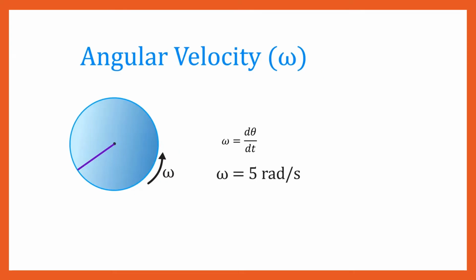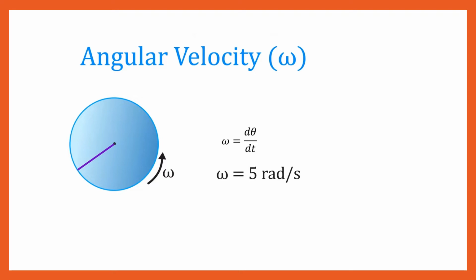Next is the angular velocity. It is the derivative of angular position with respect to time. In other words, it is the change of angle over time. We can show the angular velocity using the Greek letter omega, and it is usually measured in rad per second. For example, we have this spinning object, and it has an angular velocity of 5 rad per second.